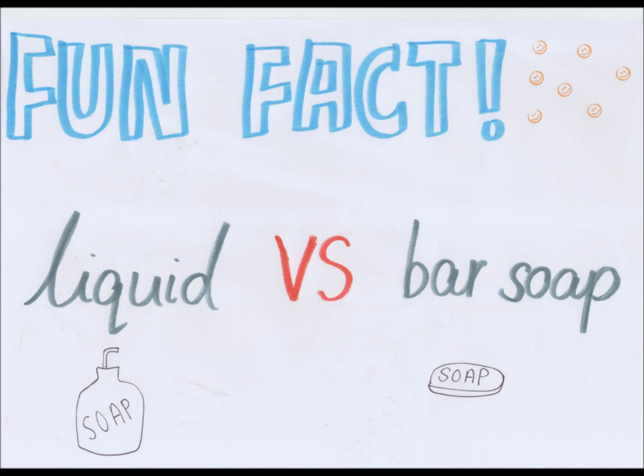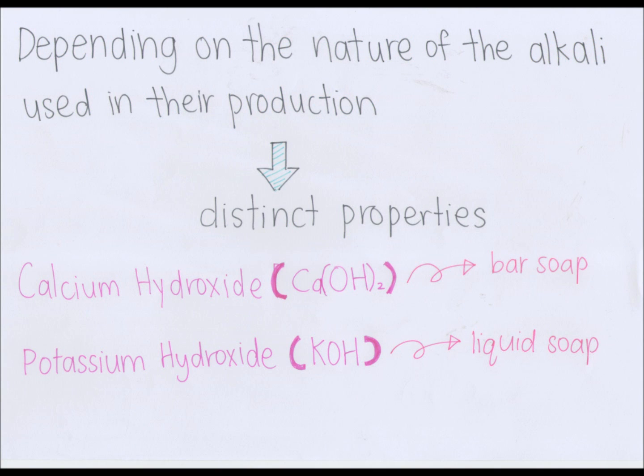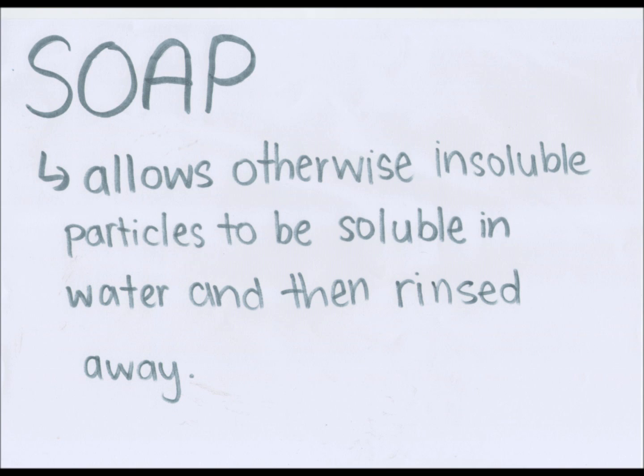Depending on the nature of the alkali used in the production, soaps have distinct properties. Calcium hydroxide, Ca(OH)2, gives hard soap, whereas when potassium hydroxide, KOH, is used, a soft soap is formed. Soap allows otherwise insoluble particles to become soluble in water and then be rinsed away.